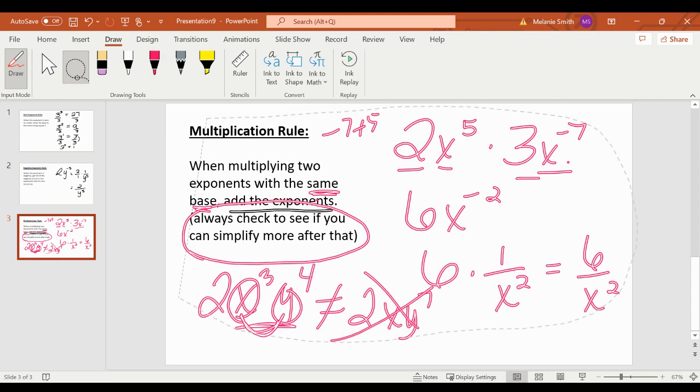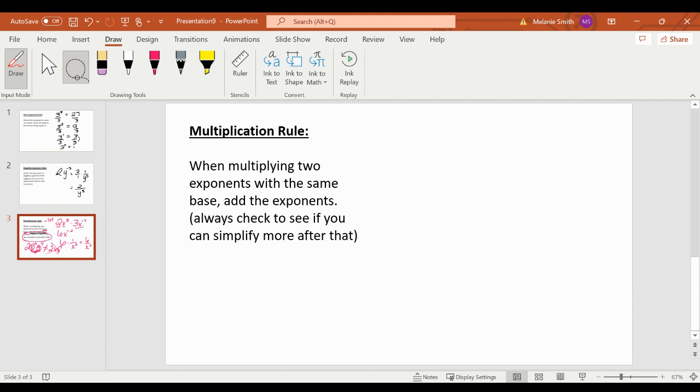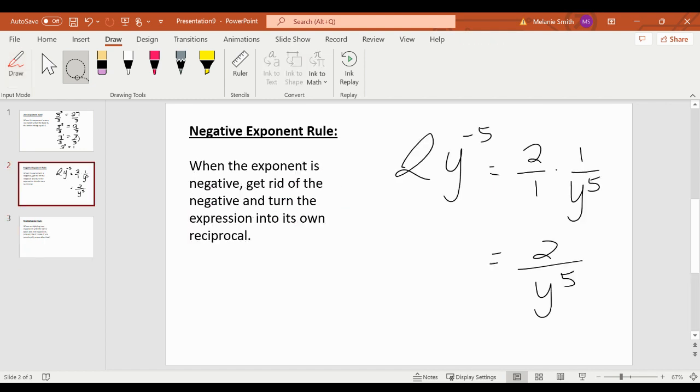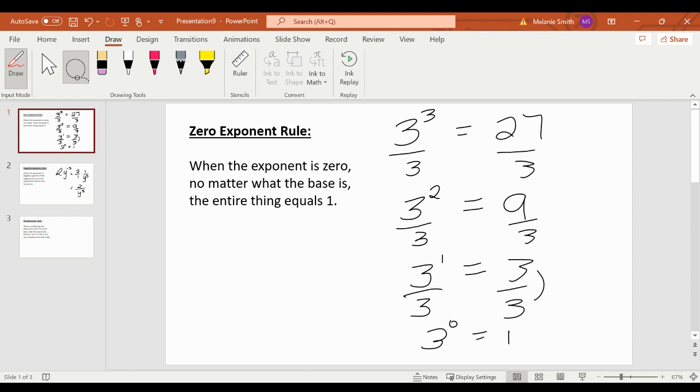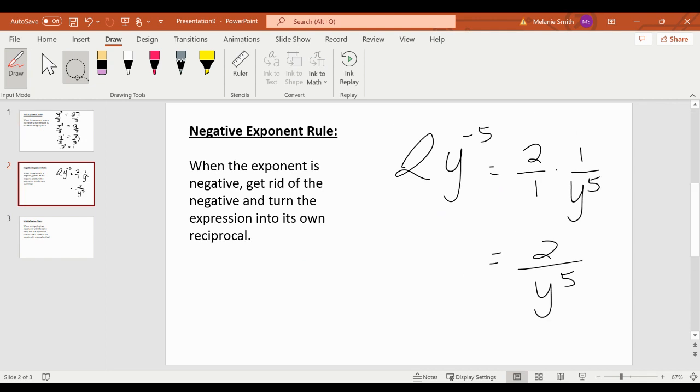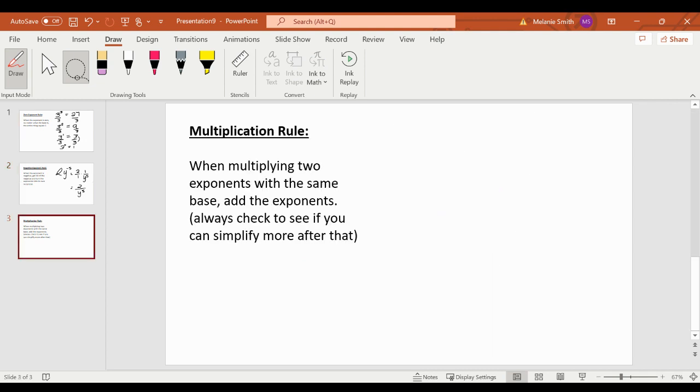All right. And that is all I have to say currently about the zero exponent rule, the negative exponent rule, and the multiplication rule.